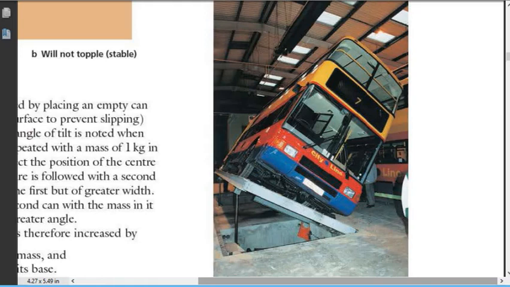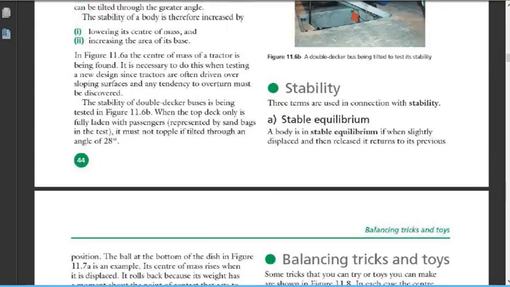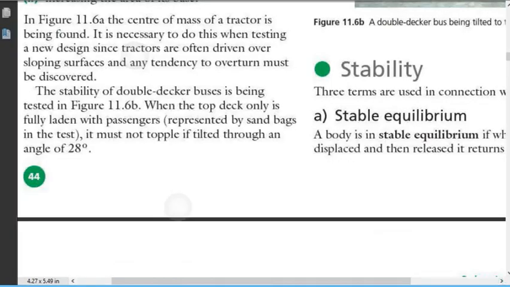So what they're doing here, let me just go here, where it says, I hope this is clear for you guys to see. Yeah, cool. The stability of a double-decker bus is being tested in figure 11.6b. We just saw the image. When the top deck is fully laden with passengers, and they are simulating this by putting sandbags, it must not topple if tilted through an angle of 28 degrees.